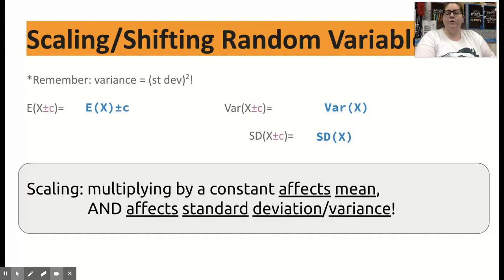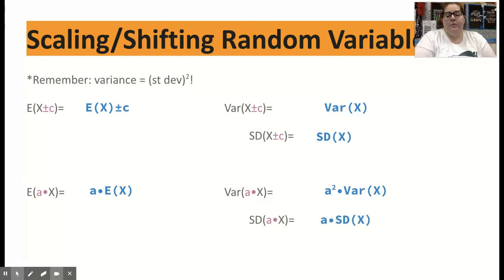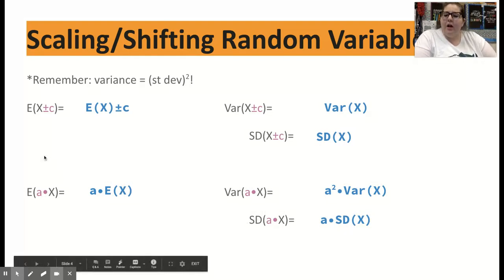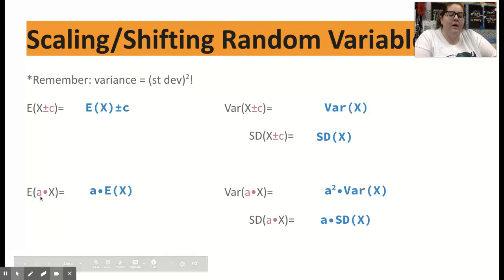And then our scaling rule says when we multiply by a constant, that is going to affect mean and standard deviation and variance. So mathematically, this is how that works out. The expected value, or mean, of a constant times a variable is just going to be that same constant times that original mean.